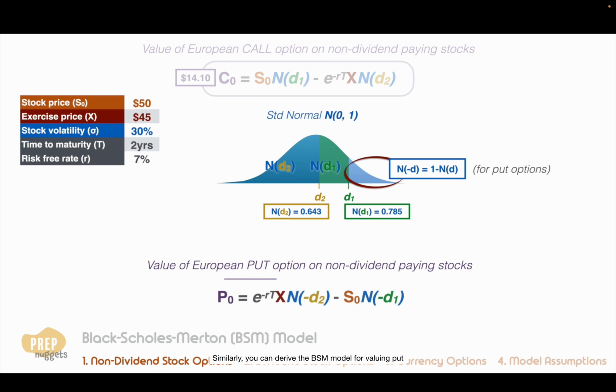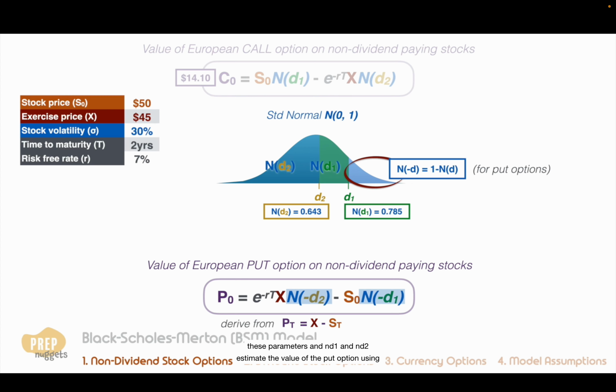Similarly, you can derive the BSM model for valuing put options using the same approach that we just went through. We'll not go through the steps, as you can see the similarity to that of the call option, just that the derivation is based on the put option payoff at expiration, which is X minus ST. You should note that the parameters are N(-d2) and N(-d1), which means we're referring to the right-hand side of the distribution. They are easily calculated as 1 minus N(d). So you may want to take it as an exercise. Given all these parameters and N(d1) and N(d2), estimate the value of the put option using the BSM model.